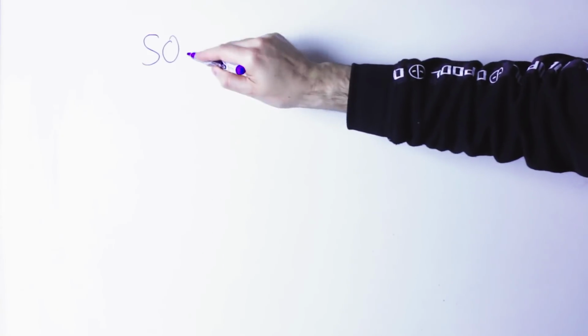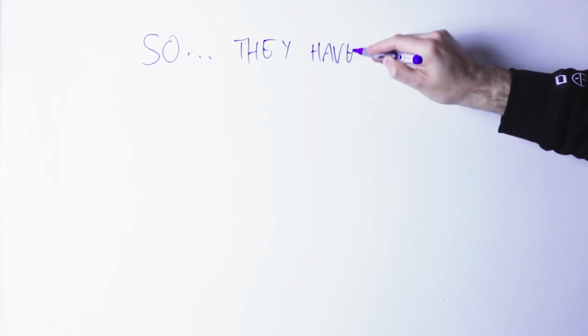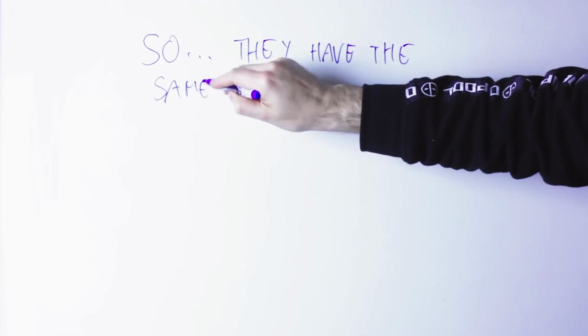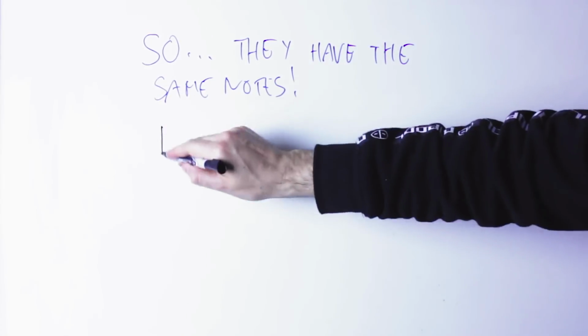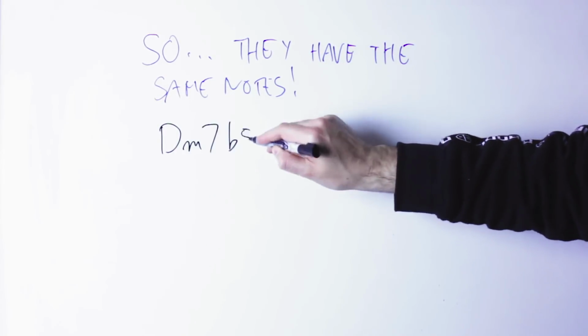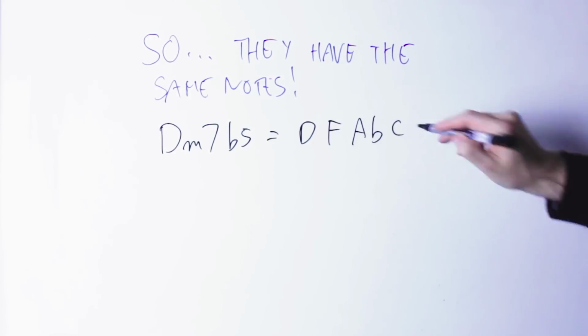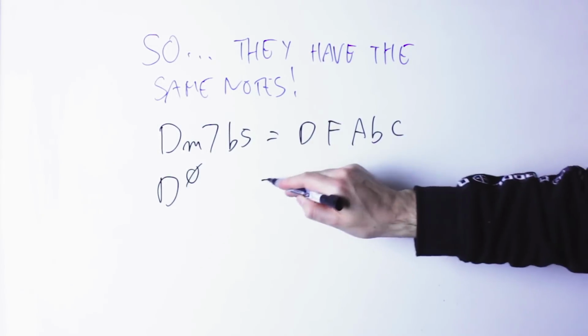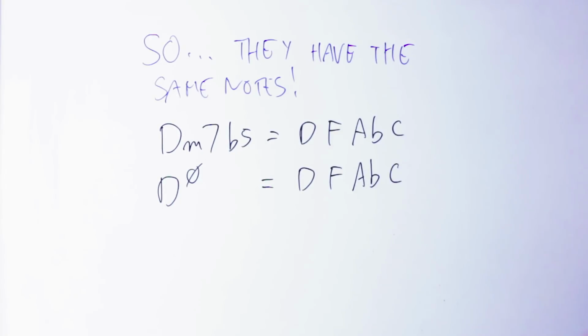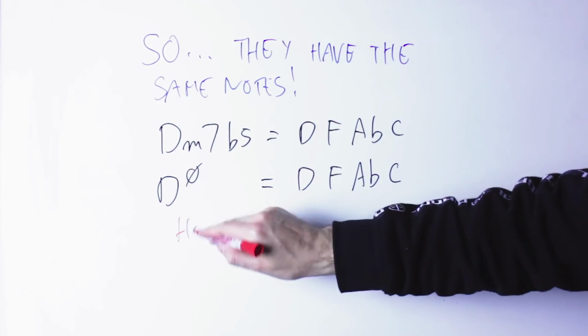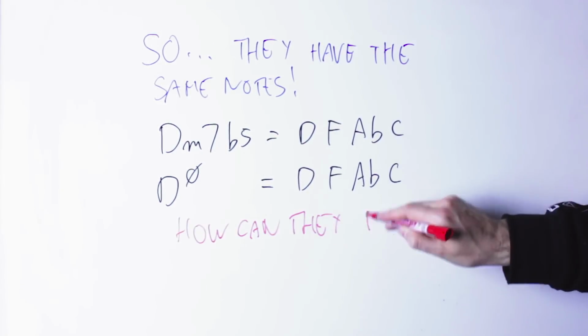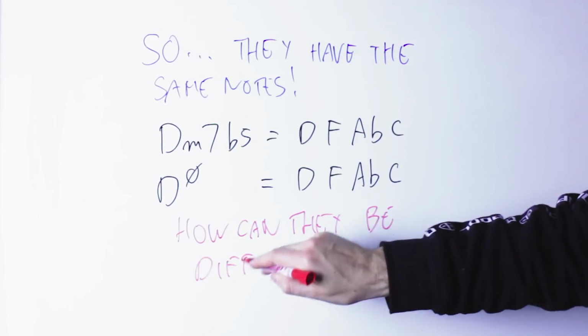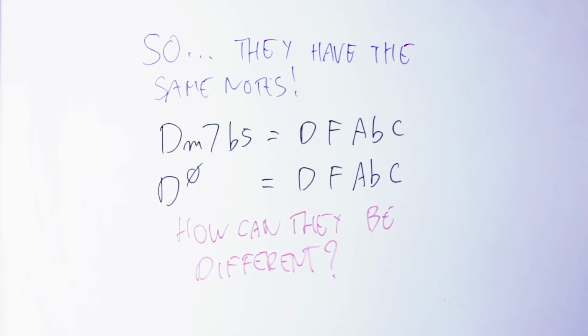Now, first, these two chords have the exact same notes. So if we take D as the root, for instance, I have D minor 7th flat 5 that has notes D, F, A flat, C, and D half diminished that has notes D, F, A flat, C. So of course at this point you will wonder, they have the same notes. Tommaso, how can they be different if they have the exact same notes?